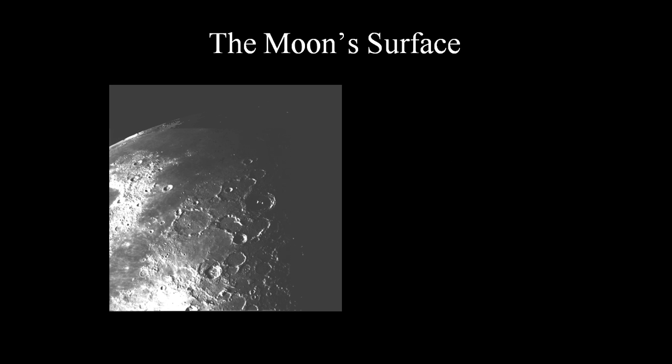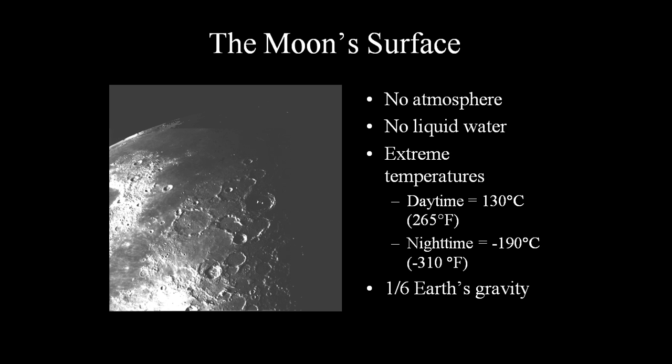The moon's surface. Now, the moon features no atmosphere, no liquid water, and the temperatures out there can be a bit extreme on the surface of the moon. Daytime, it's about 130 degrees Celsius or 265 degrees Fahrenheit, whereas nighttime is a little bit colder, and that's about negative 190 degrees Celsius or negative 310 degrees Fahrenheit. And this represents 1/6 of Earth's gravity. So it has a much lower gravity than Earth.